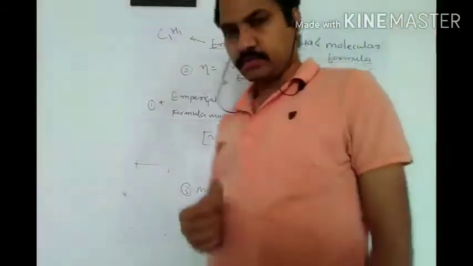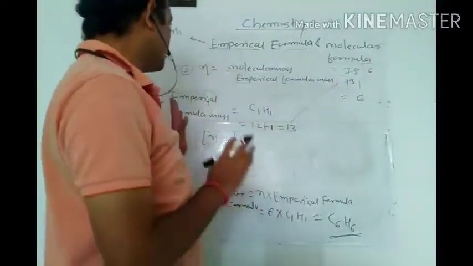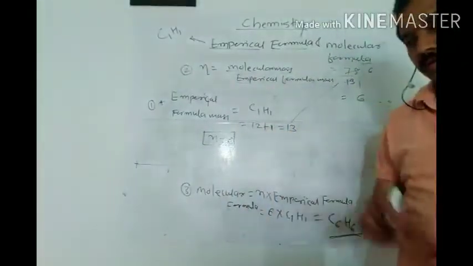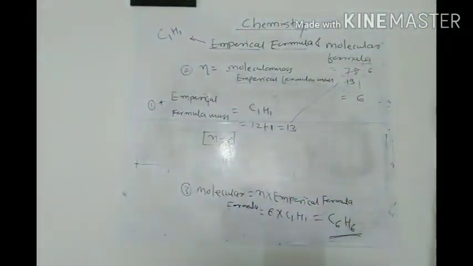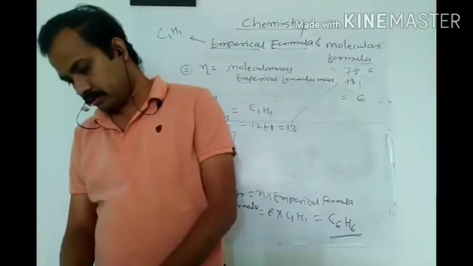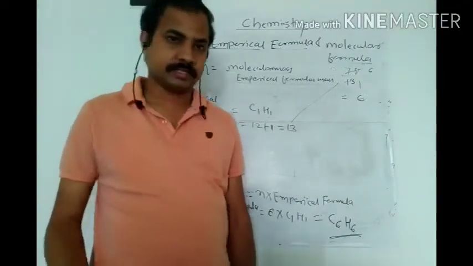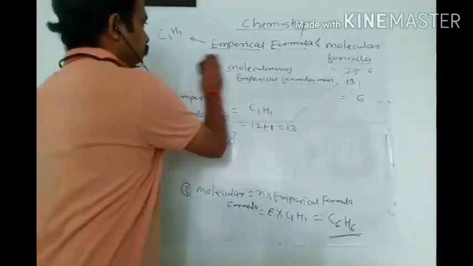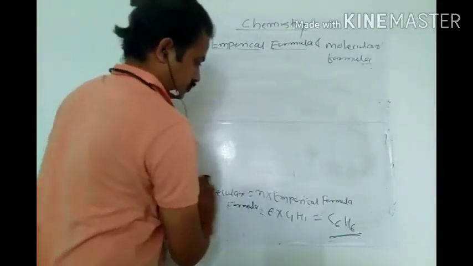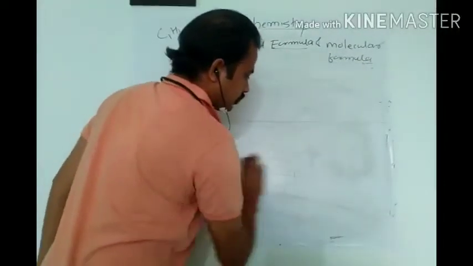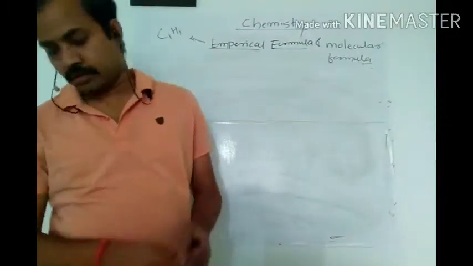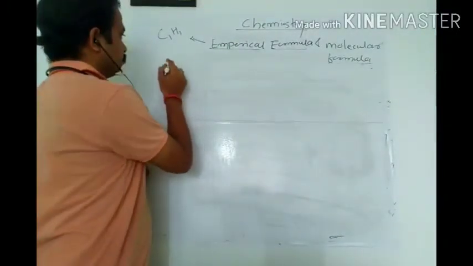Now you will see one more example. In the previous example there were only 2 elements. Now what will happen when 3 elements are there? Let's see with the help of one example. In this example I am discussing the term vapor density, as I already discussed. The problem is like this: vapor density of an organic compound. Second question is like this.